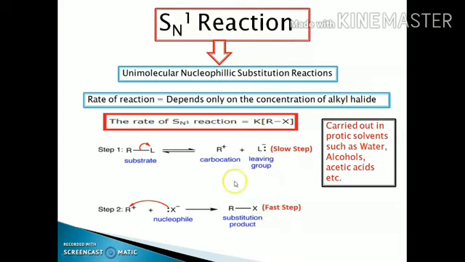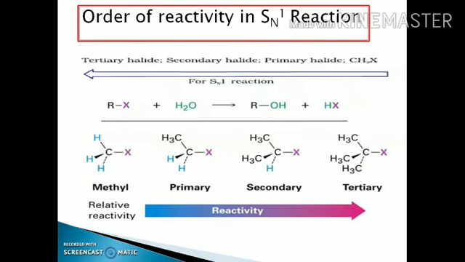In the SN1 reaction, the first step is the slowest step and the second step is the fastest step. And in chemical kinetics, the slowest step is always the rate determining step. And in the slowest step, only the alkyl halide is involved. It means the rate of the reaction only depends on the concentration of the alkyl halide. The order of the reactivity in SN1 reactions is that tertiary alkyl halides are more reactive in comparison to secondary alkyl halides, which are more reactive in comparison to primary alkyl halides, which are highly reactive in comparison to the methyl alkyl halides.